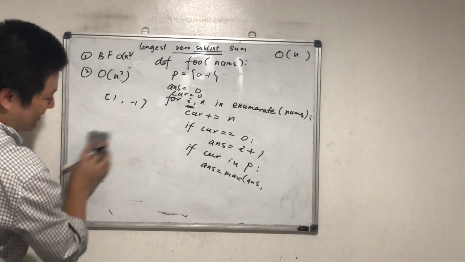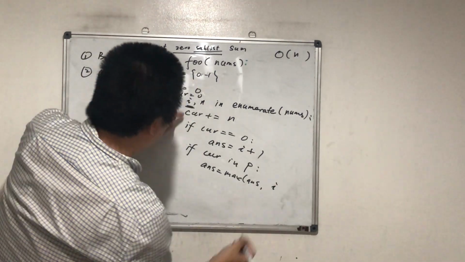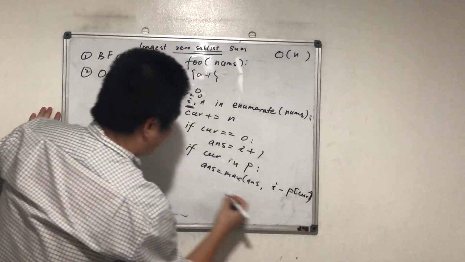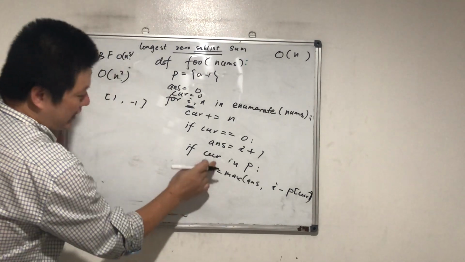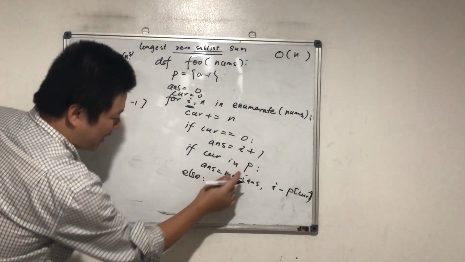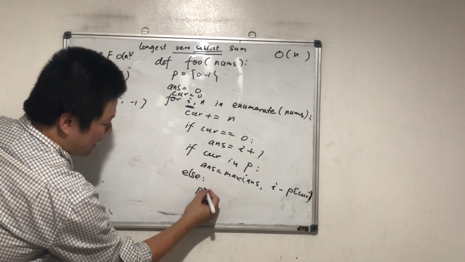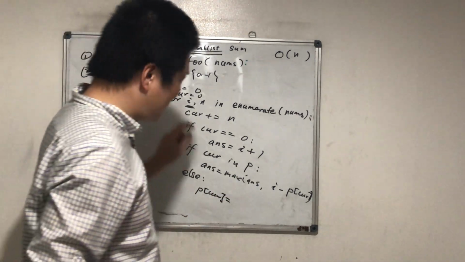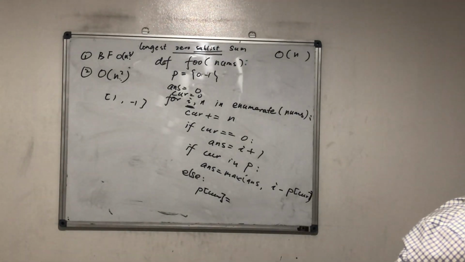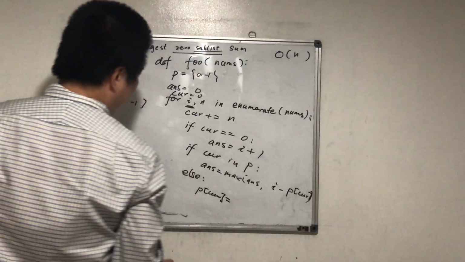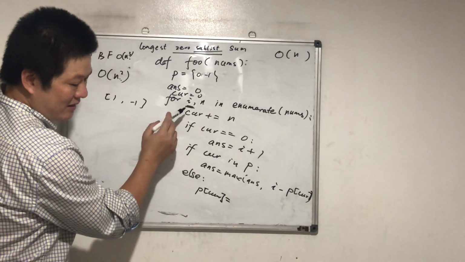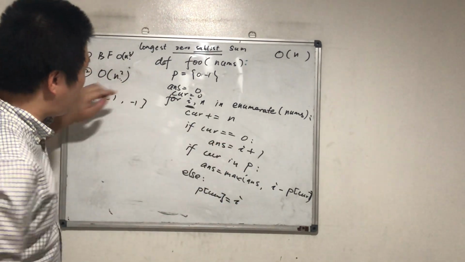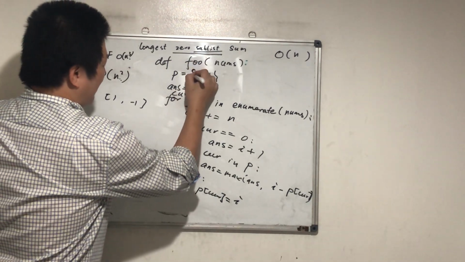Okay, so look, here if current is in P, the answer is i minus P[current]. And else, if current is not in P, what do we do? Then P[current] equals what? Come on, tell me. We need to store the index, right? Which one is the index? i. That's it.